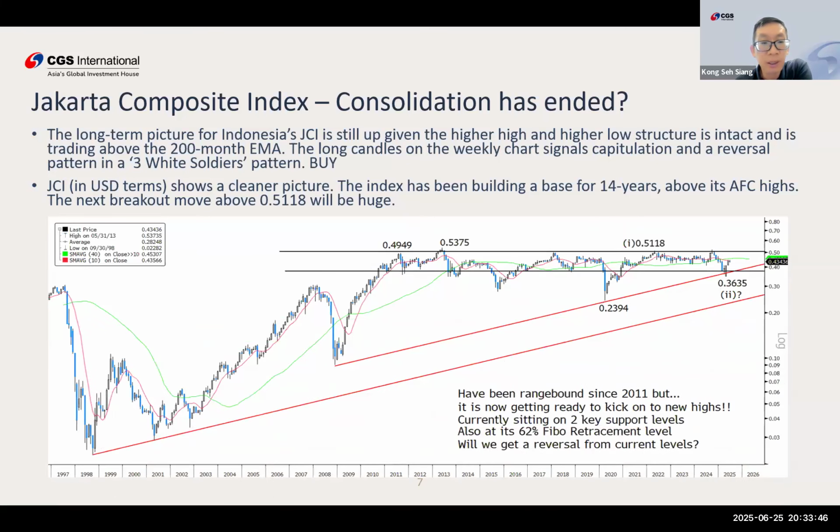If we zoom in, that was the JCI in rupiah terms. If we convert it into USD terms, you find that the JCI is actually building a very, very big base, almost 11 years, above the 1997 and 2008 highs. So it's building this large base. Usually the longer it consolidates, when it breaks out the price will really move to the upside.